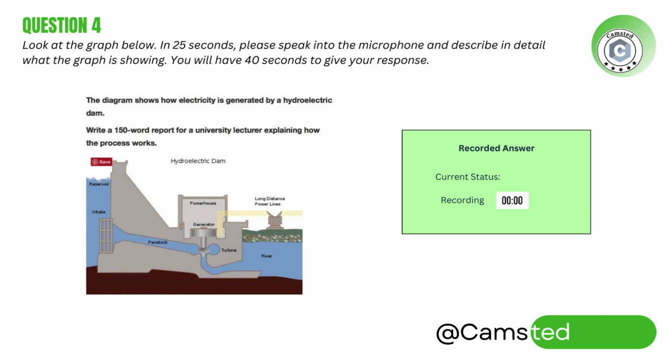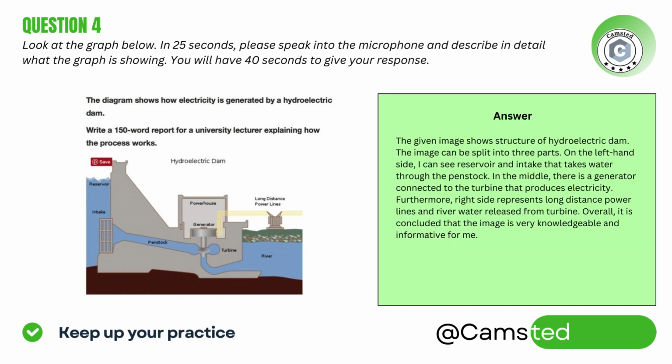The given image shows structure of hydroelectric dam. The image can be split into three parts. On the left-hand side, I can see reservoir and intake that takes water through the penstock. In the middle, there is a generator connected to the turbine that produces electricity.